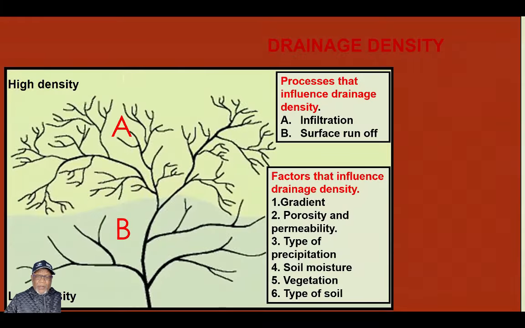Now, this is the game that I want us to play when it comes to drainage density. We said drainage density is influenced by infiltration and surface runoff. Infiltration will result in low drainage density, and surface runoff is going to result in high drainage density. Because when there is more infiltration, there's going to be less water on the surface. But when there is more surface runoff, there's going to be more water on the surface.